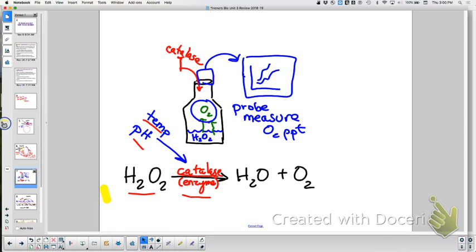Thylakoid membrane. Here comes the sun, traveling in waves, particles of light are called photons, and it gets the electrons excited. And in photosynthesis, what? Photosystem II. Bring those hydrogen ions. And you make some ATP.